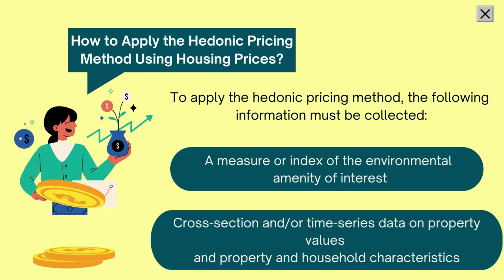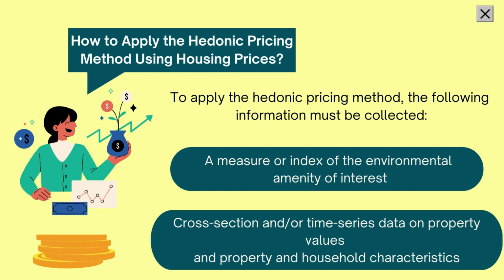quality. For example, if all characteristics of houses and neighborhoods throughout an area were the same, except for the level of air pollution, then houses with better air quality would cost more. This higher price reflects the value of cleaner air to people who purchase houses in the area. To apply the hedonic pricing method, the following information must be collected.